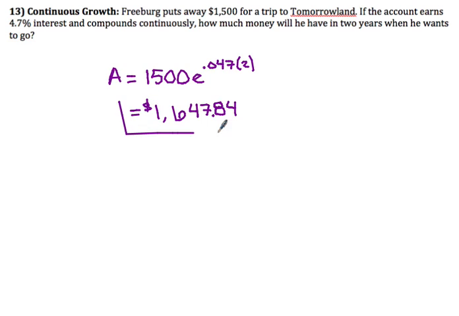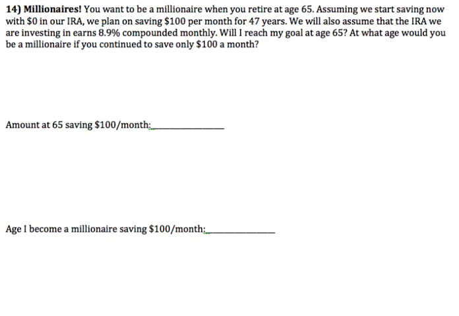Okay. So we say for 2 years there, continuous compound, that's what we should get. Last one, our $1 million question.